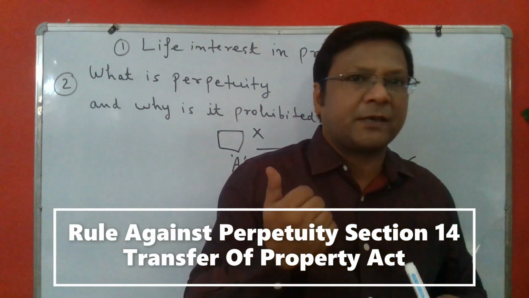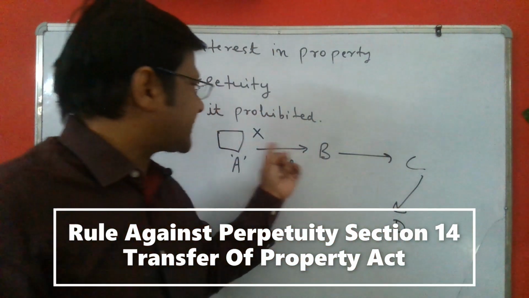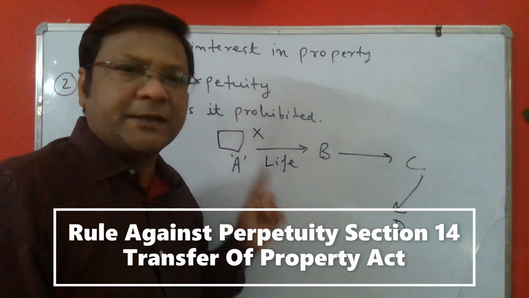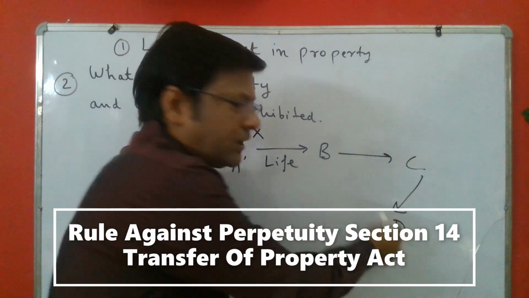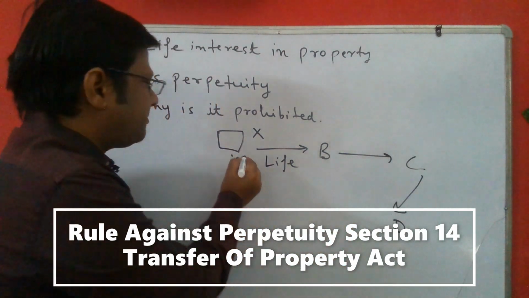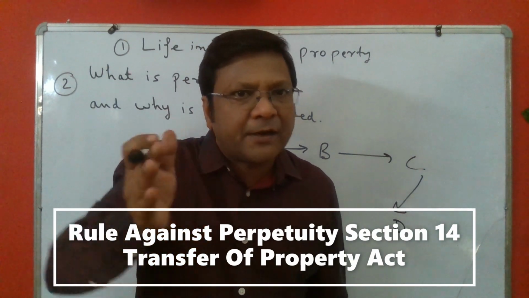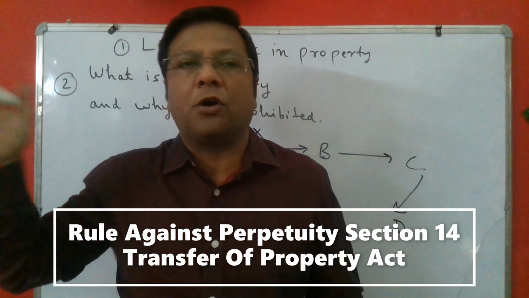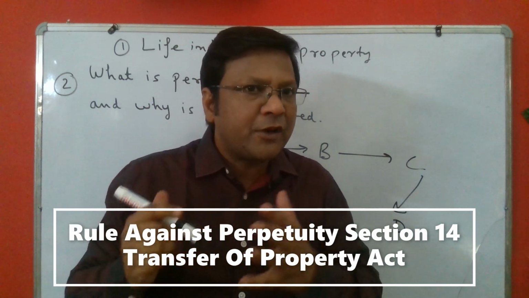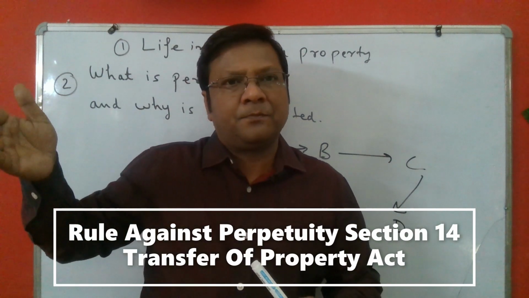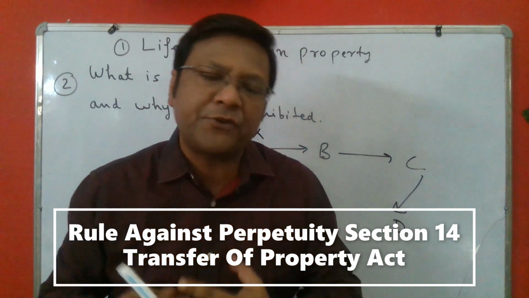The second method through which you can try to make a property non-transferable is by creating successive life interests. That is, property goes to B only for his life, to C only for his life, to D only for his life, and so on, ownership being tied at only one hand, that is A. Now that at a certain point offends the law, and that's why we have to study the rule against perpetuity. This section will tell us what is the limit beyond which we cannot tie up the ownership in one hand for an indefinite period of time.